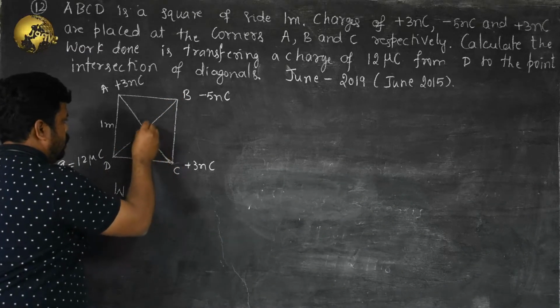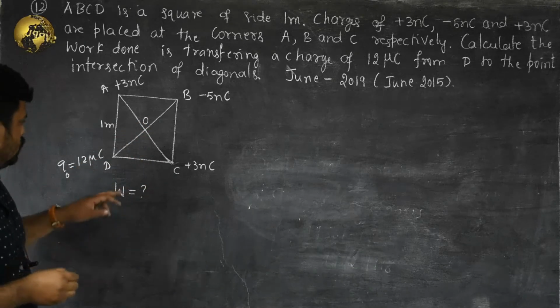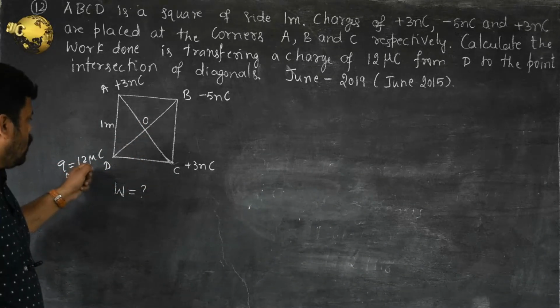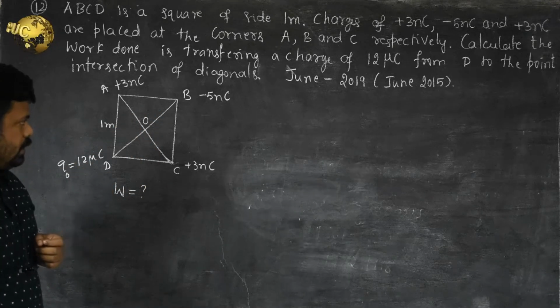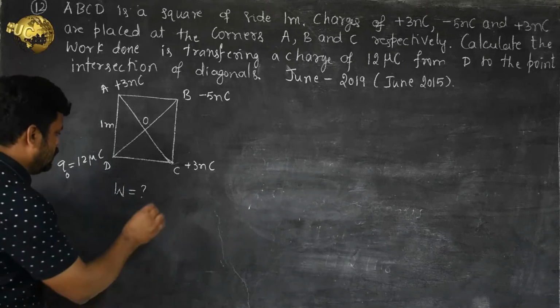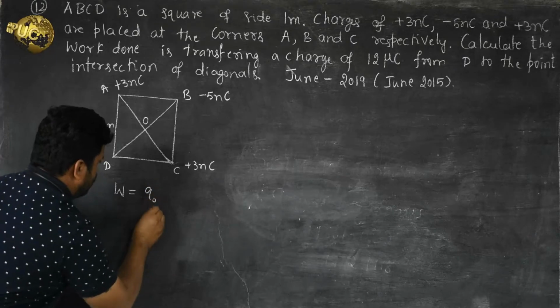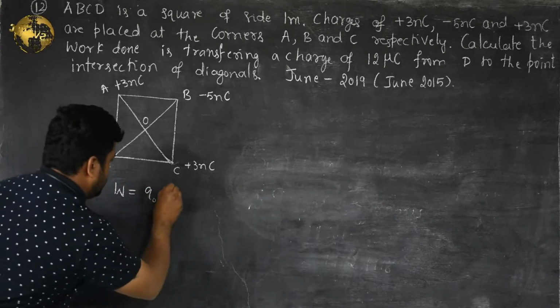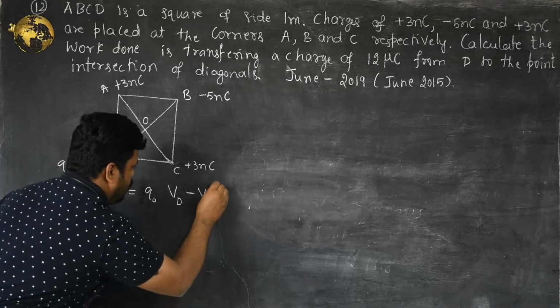So the intersection of diagonals I call it as O. We have to transfer the charge 12 microcoulomb from D to O and calculate the work done. The formula for calculating the work done in this case, I can write it as the charge moved into potential difference, that is Vd minus Vo.